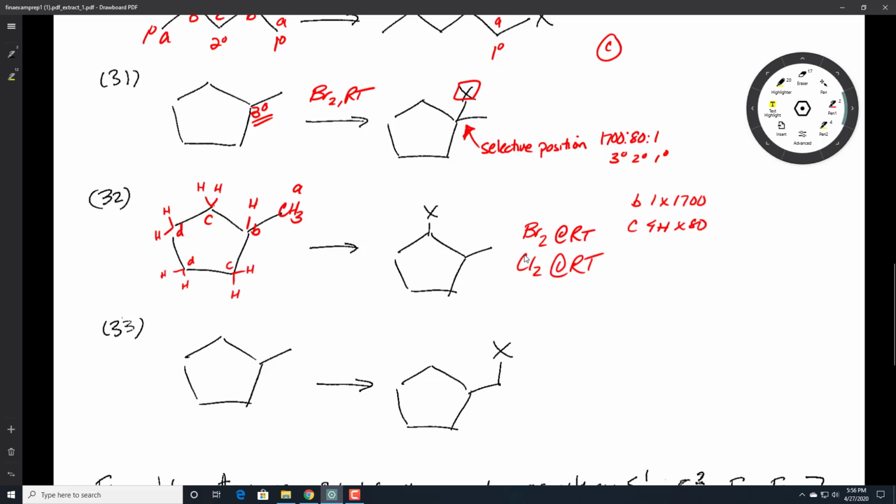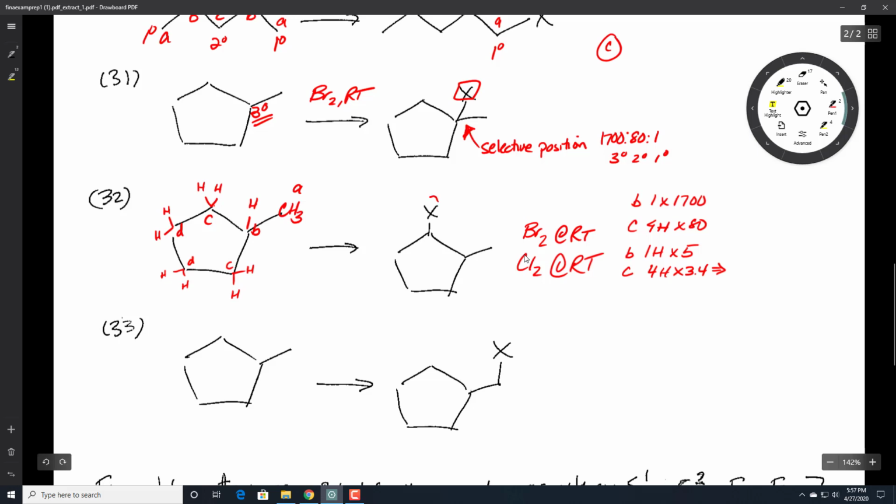So instead, what I want is a mix of statistics and selectivity. If we look at the difference between B and C here, for chlorination, it is going to be 1 hydrogen times 5, versus 4 hydrogens of C times 3.4, and so that would give a higher percentage. Now note that C and D are going to give the same percentage regardless of what you do, because it's the same number of hydrogens.